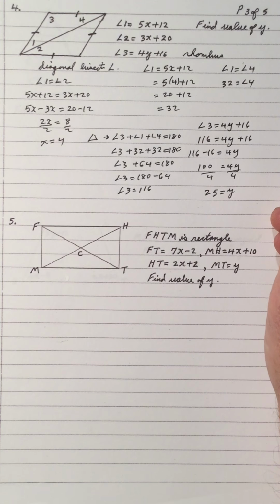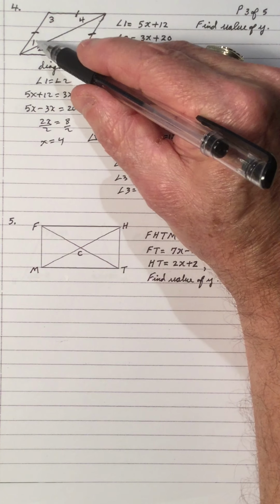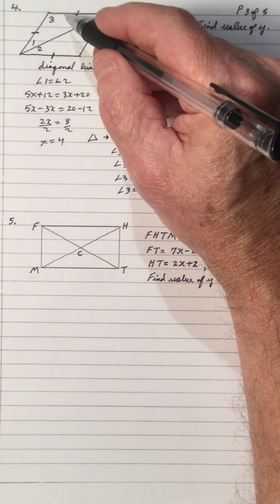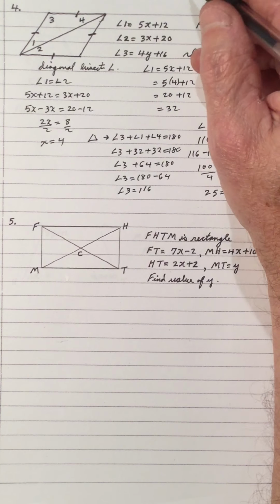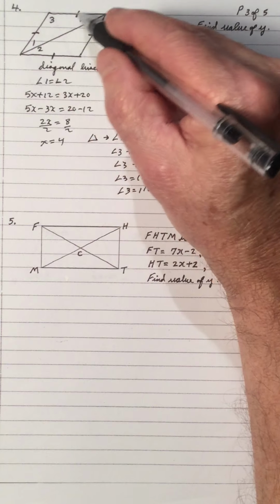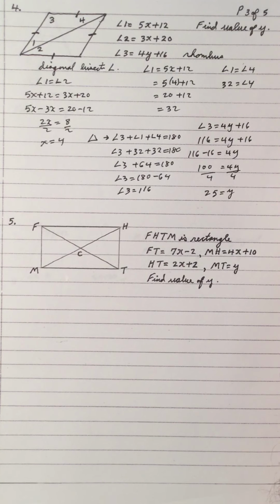Again, using the properties of a rhombus, because four sides are equal, the diagonals bisect the angles. And we also know that the opposite angles are equal, etc. And because all the sides are equal, then this is an isosceles triangle with these two angles equal.